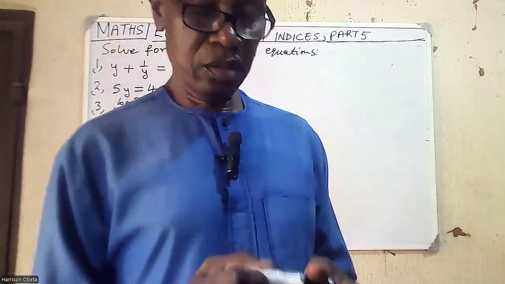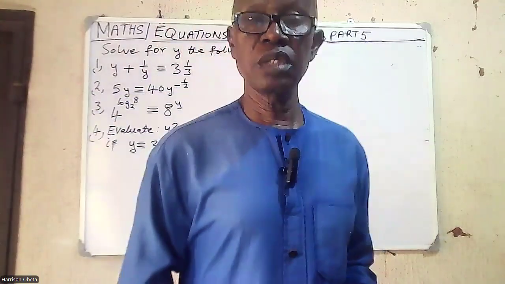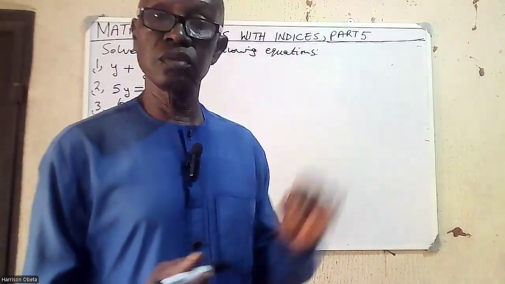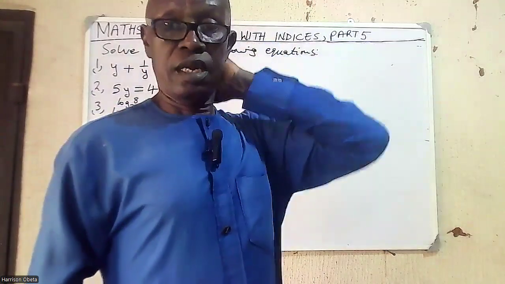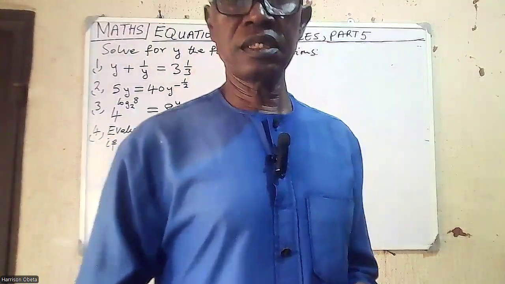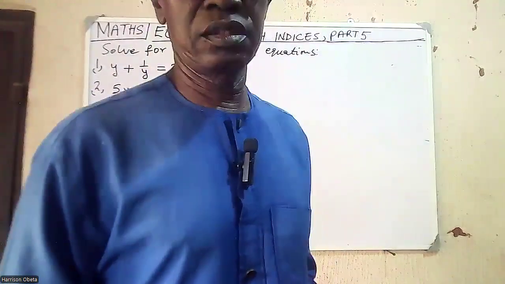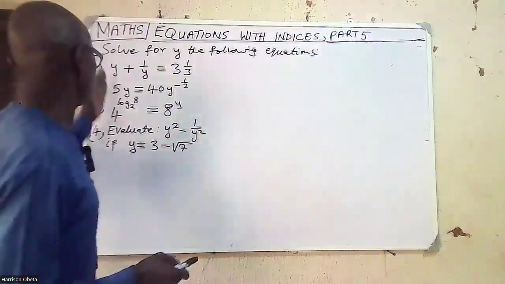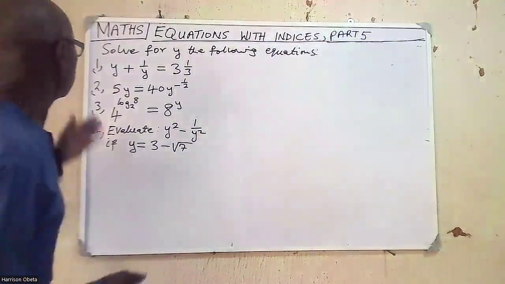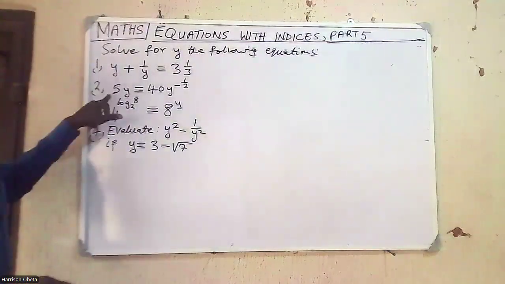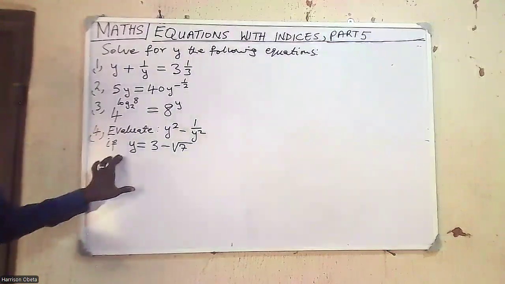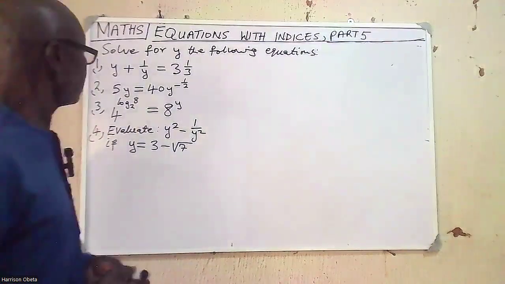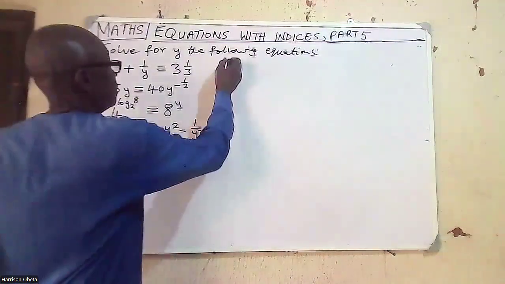Hello, welcome back to today's lesson. Today we are continuing with indices. After today, I'll start treating other topics other than indices. In today's lesson, we have about 5 questions to handle: number 1, number 2, number 3, 4, and 5. So we are starting from number 1 as usual.